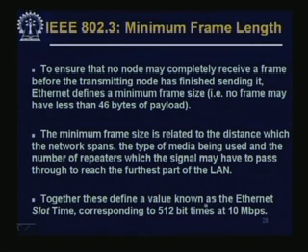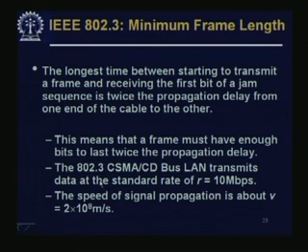Together these define a value known as the Ethernet slot time, corresponding to 512 bit times at 10 Mbps. The longest time between starting to transmit a frame and receiving the first bit of a jam sequence is twice the propagation delay from one end of the cable to the other. If there are no repeaters, that is the only thing; if there are repeaters, you have to put that in also. This means that a frame must have enough bits to last twice the propagation delay. The 802.3 CSMA/CD bus LAN transmits data at the standard rate of R equal to 10 Mbps.